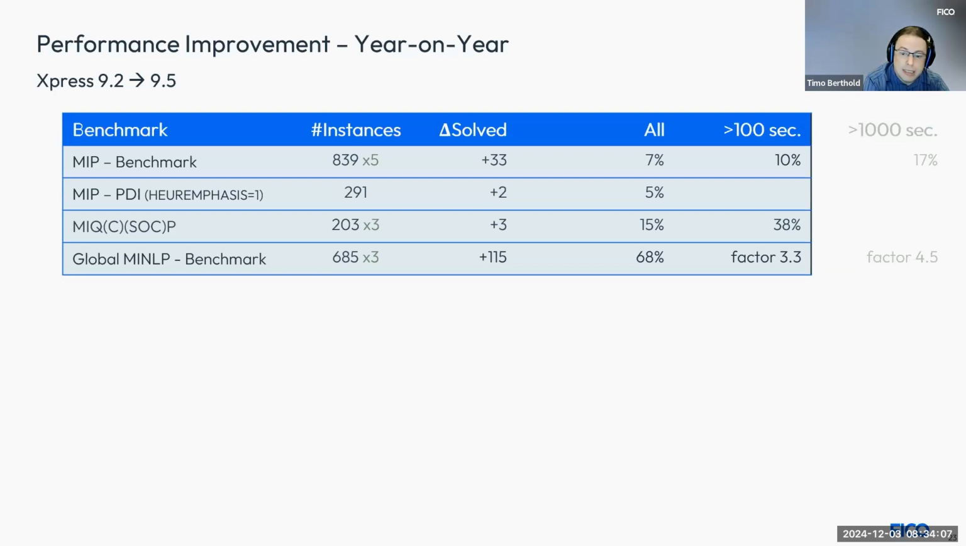This is also witnessed by our convex quadratic numbers. So the convex quadratic solver is a very long-standing solver, but still this time around it saw a speedup of about 40% on hard models, which is quite nice.